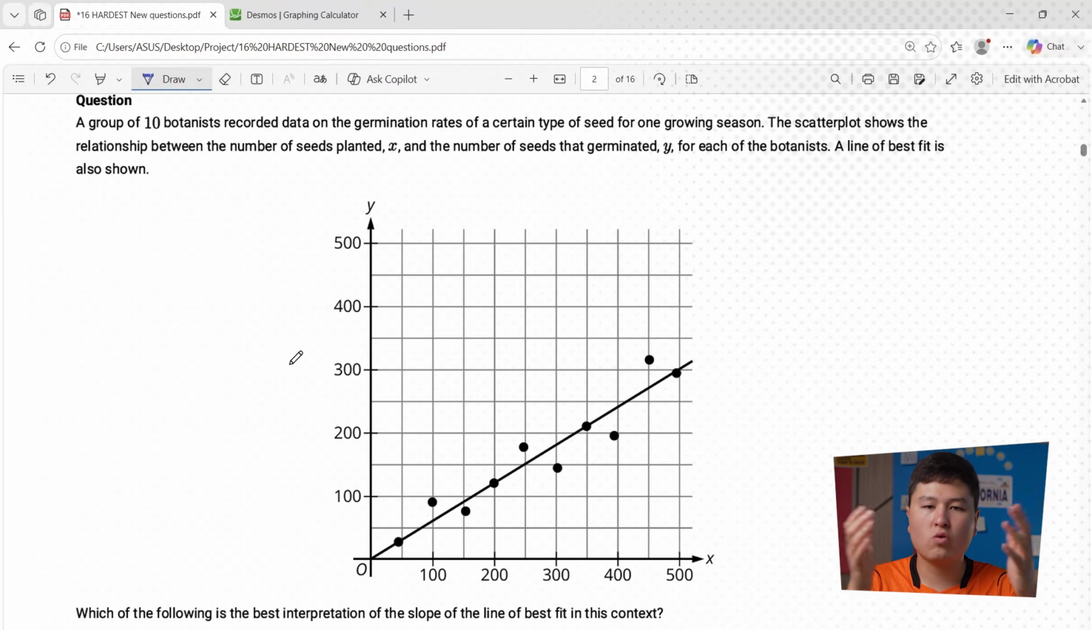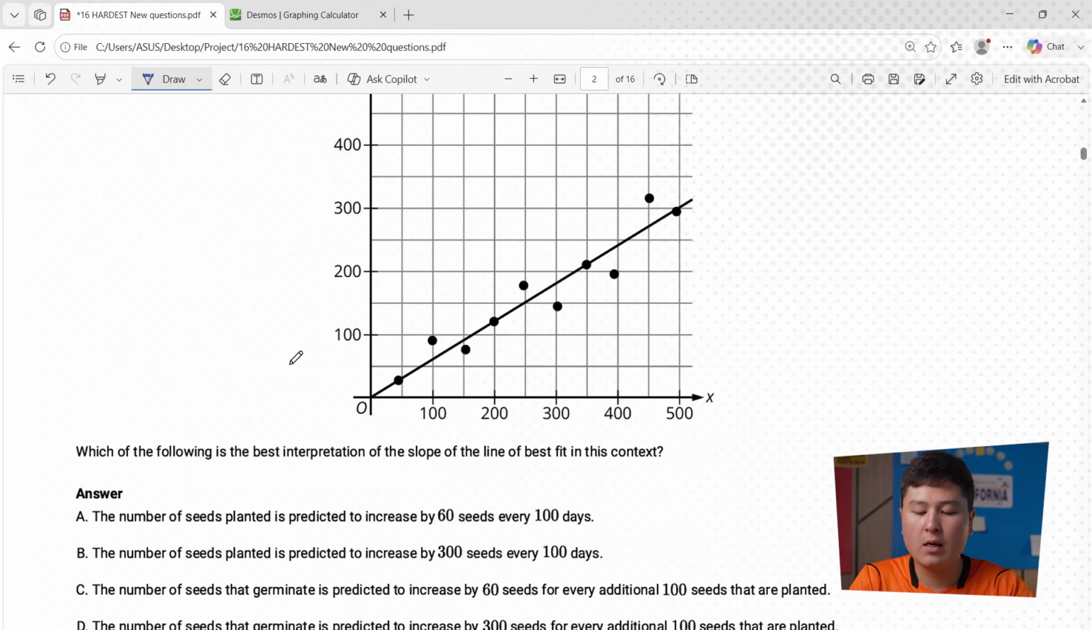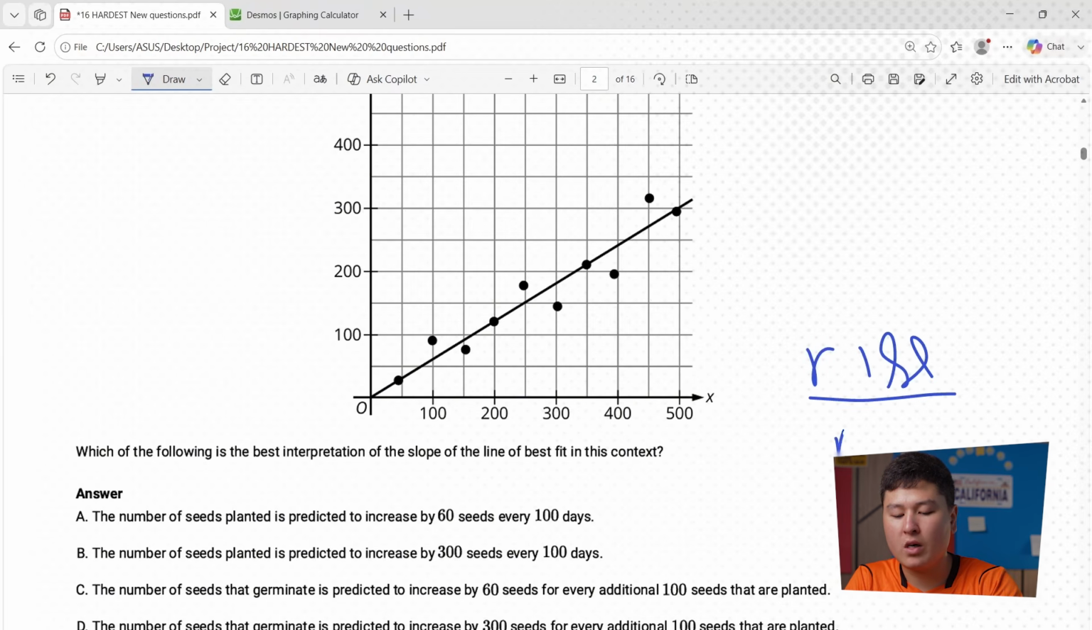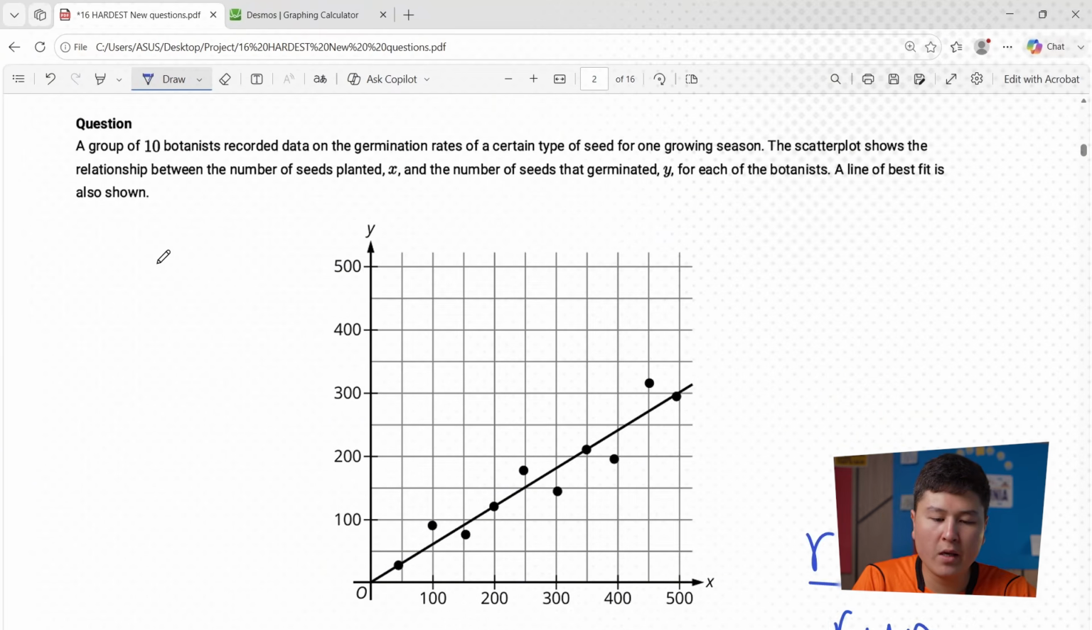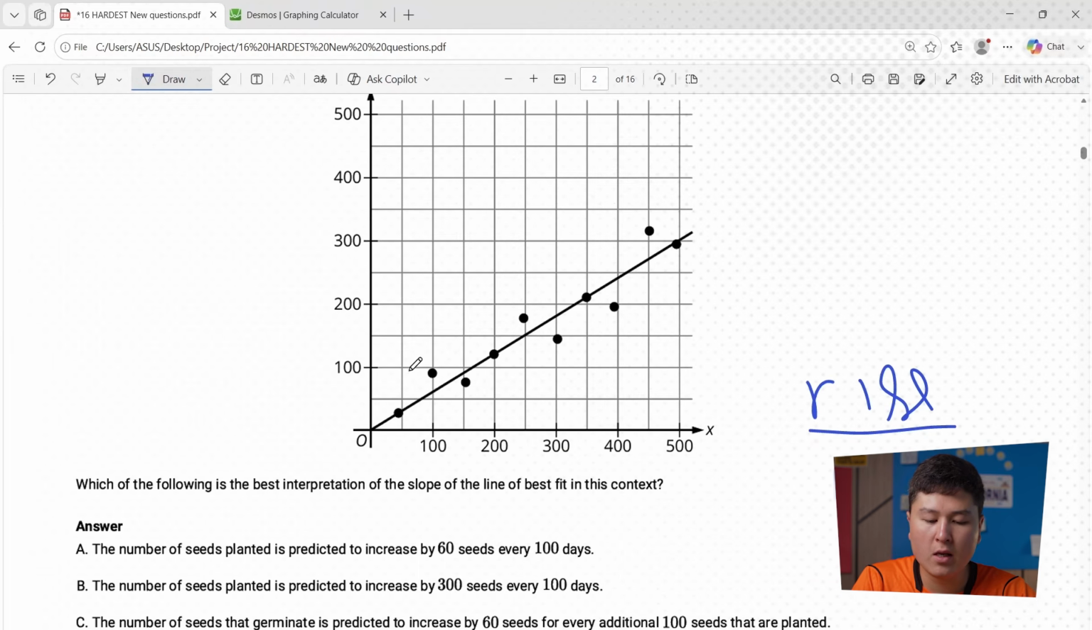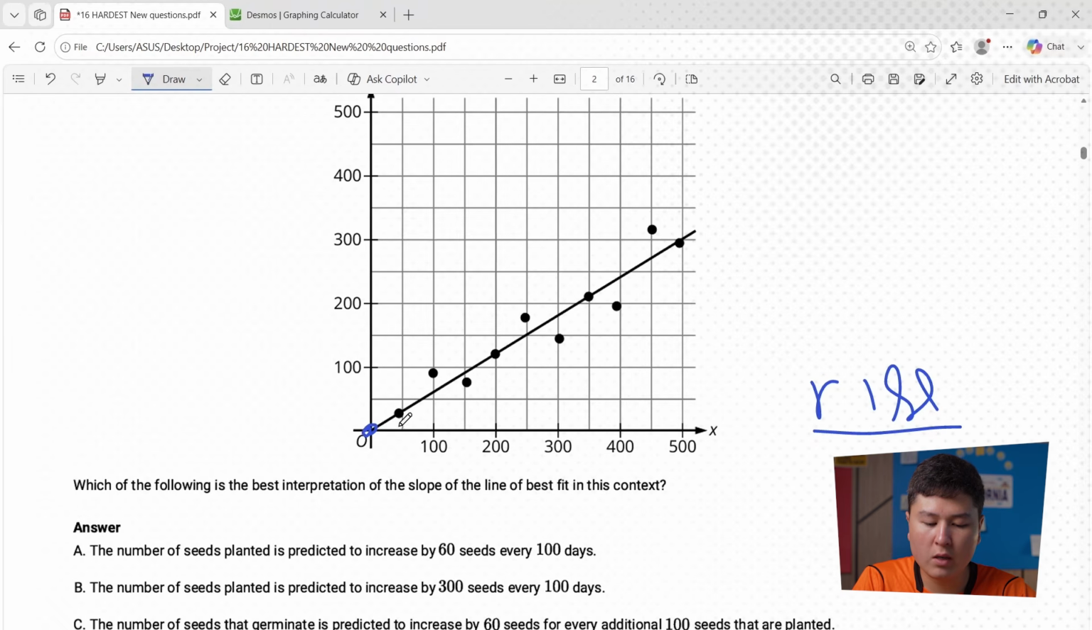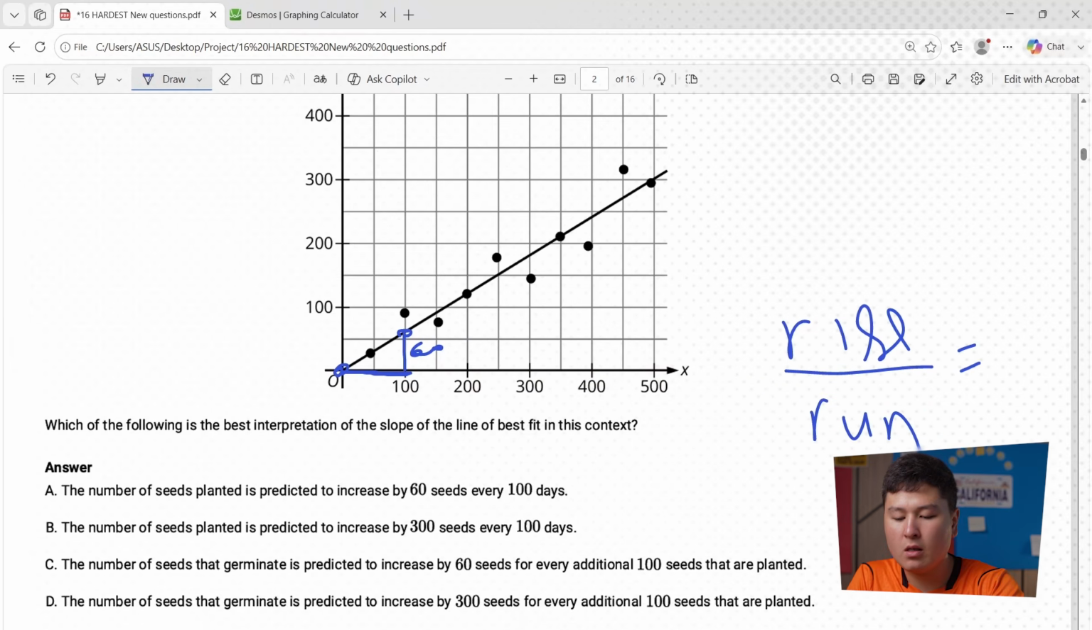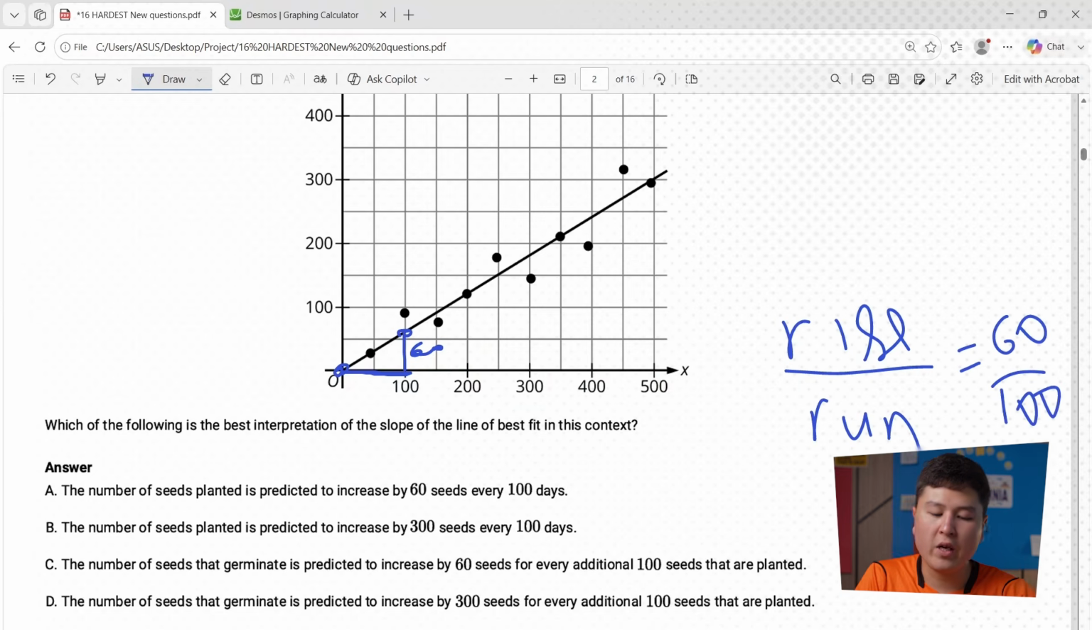So guys, to find the slope, we know the formula: rise over run. First of all, let's find the slope. Here we have X, the number of seeds planted, and Y, the number of seeds germinated. So here we've got a point 0, 0, and when 100 seeds are planted, the number of germinated seeds is approximately 60, more than 50. So now the rise is 60 and the run is 100. So for every 100 seeds planted, 60 of them germinate in a season.